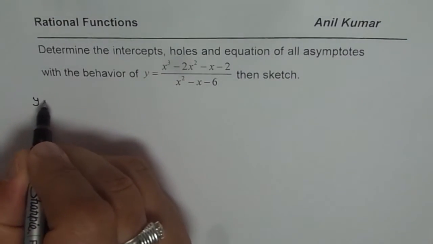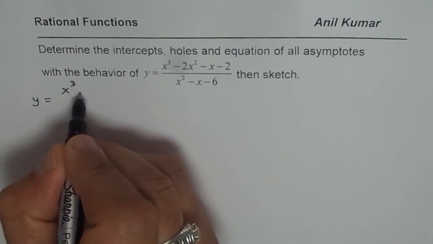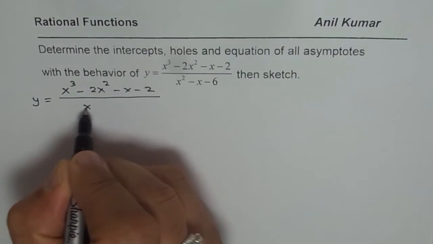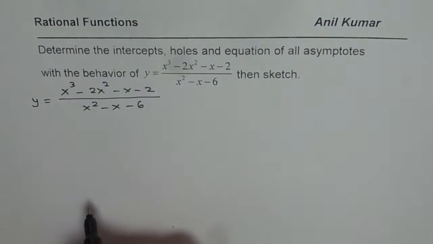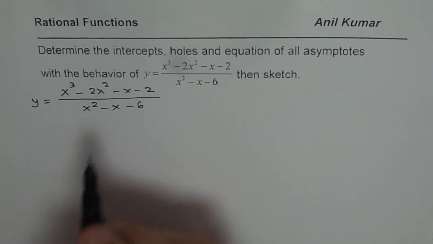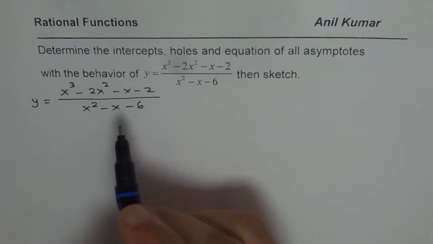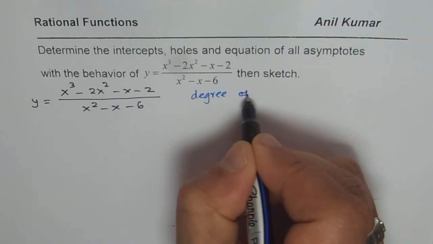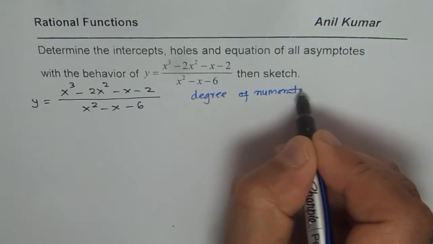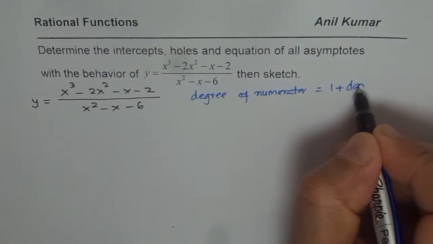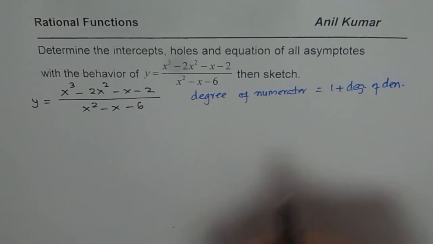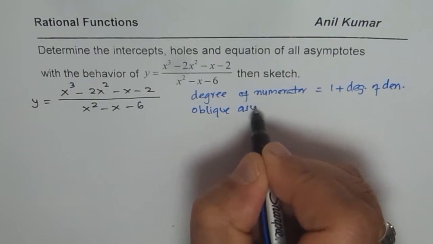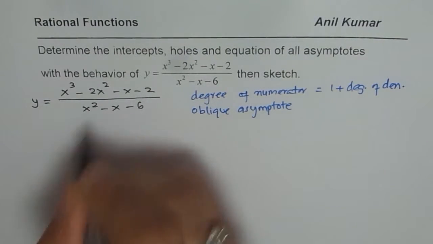It's a rational function, a ratio of two polynomials, x cubed minus 2x squared minus x minus 2 divided by x squared minus x minus 6. So what do you note here? Whenever you get rational functions, first try to analyze. We see the degree of the numerator is equal to 1 plus the degree of the denominator. That means oblique asymptote. So that is the first thing you get.